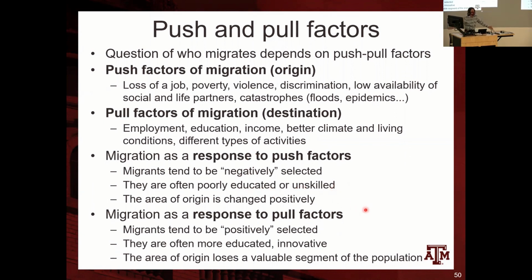And when people move to an area because of the good qualities of that area, not necessarily because I have problems in my area of origin, migrants tend to be positively selected, or in other words, better educated, with better skills, and more productive and innovative. In this case, the area of origin loses a valuable segment of the population to the area of destination. Okay?